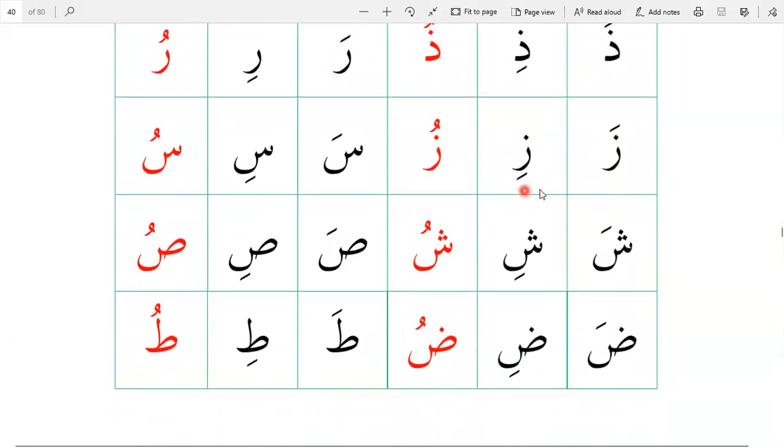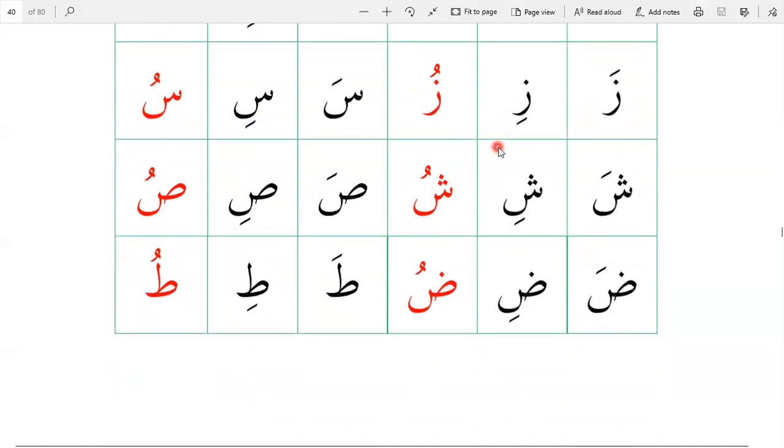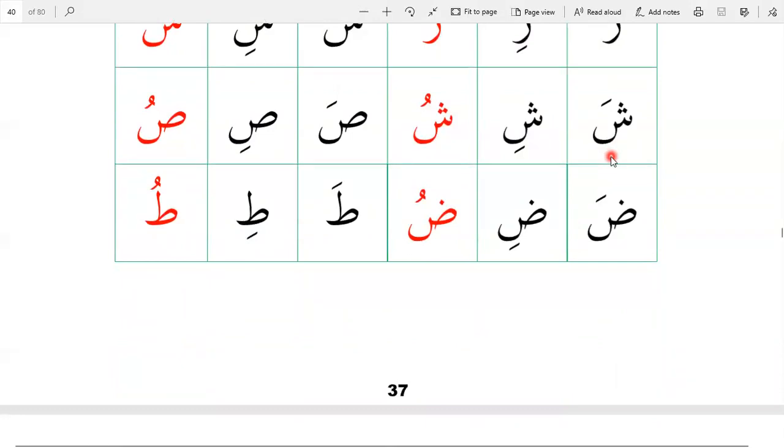Za, zi, zu, za, zi, zu, sa, si, su, sa, si, su. I'm also taking my time with this table because I want to, inshallah, be reviewing all these letters and making sure that you guys have mastered them, hopefully.